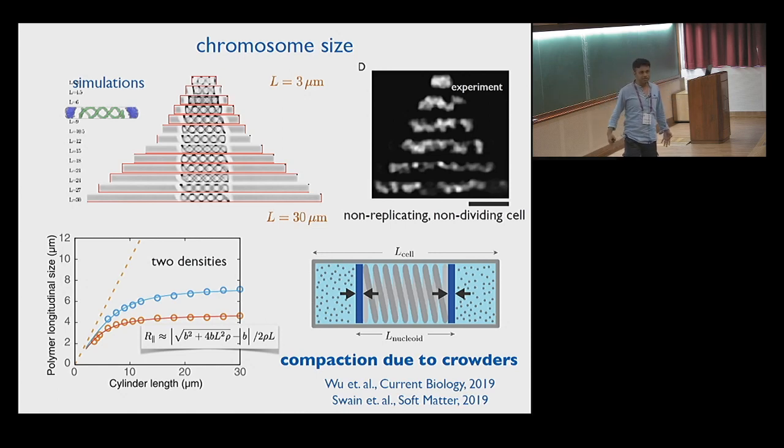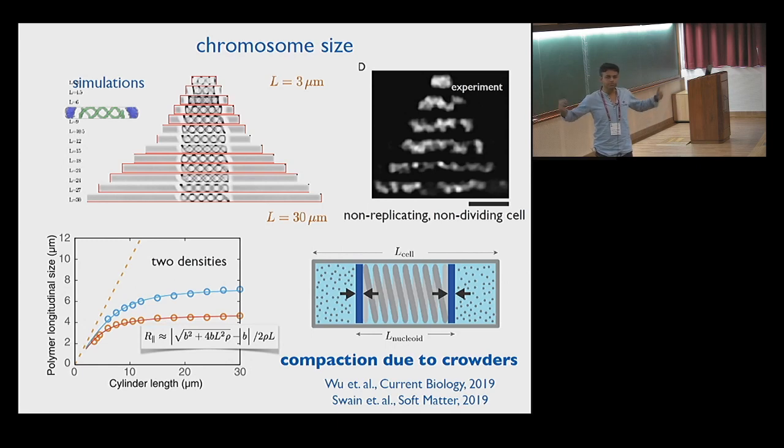That generates a compression, and that compression maintains the central position of the chain. And also that maintains this helicoid shape of the chain, even for the longest cylinders, longest cells. And this extension of this chromosome grows and saturates, and the saturation depends on the total amount of instantaneous density we allow in the surrounding.